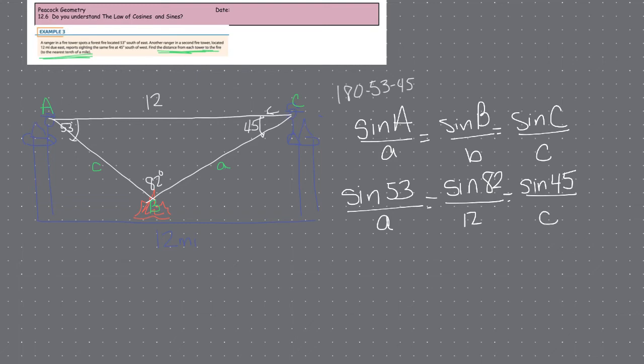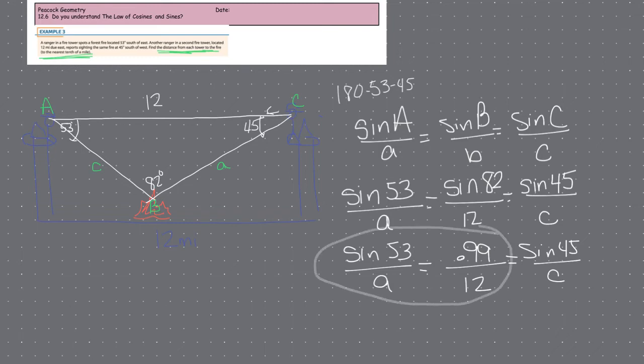Now I want us to reduce these ratios, because this is where we're going to be able to solve. The sine of 82, if we put it on our calculator, is about 0.99 over 12. Sine of 53 over A, and the sine of 45 over C. So does everybody see we have two sets of ratios? I'm going to circle the first set. So I'm looking for A, and I'm going to cross multiply and solve.